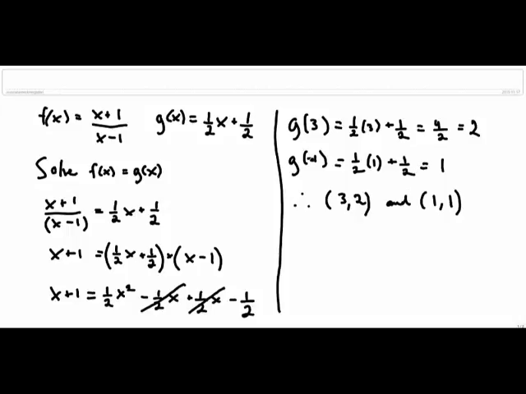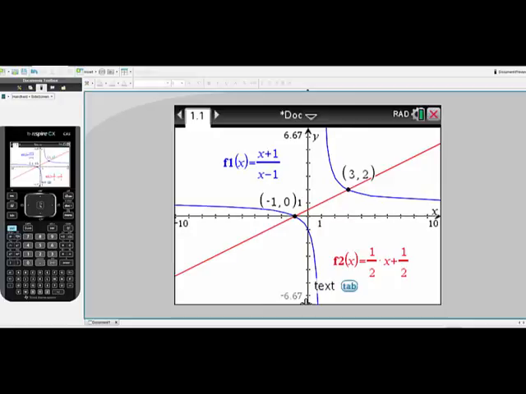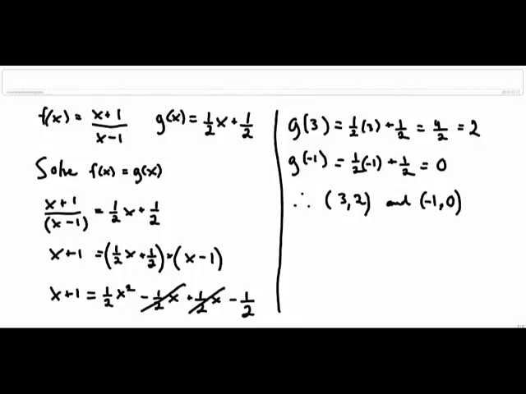So g of minus 1 is equal to a half times minus 1 plus a half, and that is equal to 0. Okay? So minus a half plus a half is equal to 0. So minus 1, 0. Okay, that was a mistake. And now we've checked the result. Going too fast. Let's see. Minus 1, 0. 3, 2 and minus 1, 0.